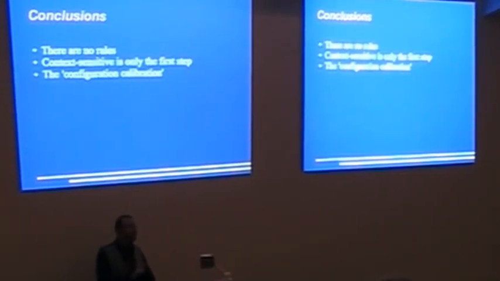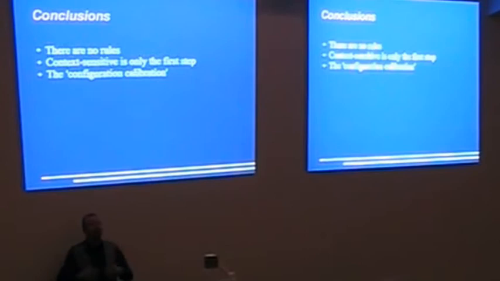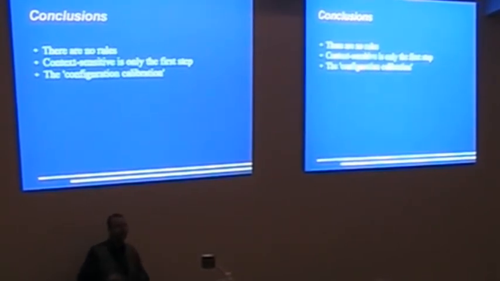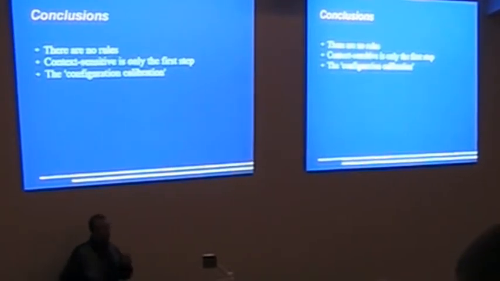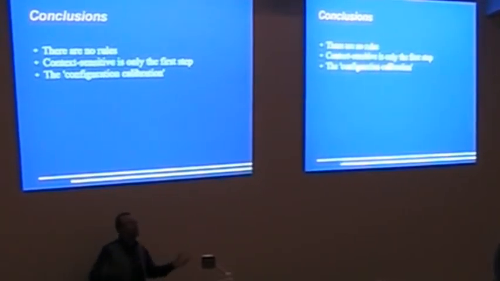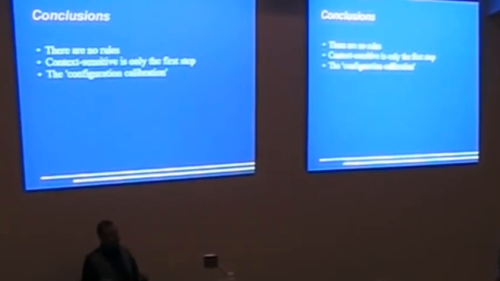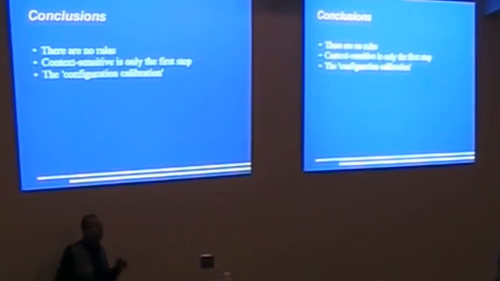Everything should be context sensitive. Why am I controlling it? What is it I'm trying to do with the house? Why is it trying to automate this? But that's only the first step. All these other processes, who is it? Why are they doing this? Still need to get featured in there. And the configuration calibration.